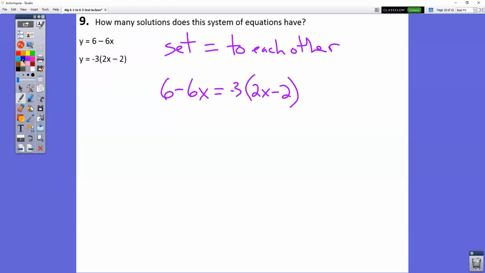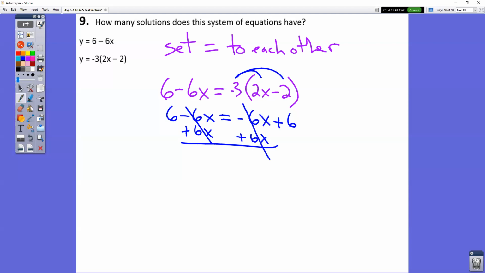First thing that we need to do is to get rid of the parentheses, distribute, distribute. So I have negative 6x plus 6. I want to solve for x. So to get rid of this negative 6x, I have to add 6x and add 6x. These cancel out. So when you do that, all that you're left with is 6 equals 6. All of your letters disappear, and you're just left with two numbers. These two numbers are the same. Since they are the same, this is infinite solutions.